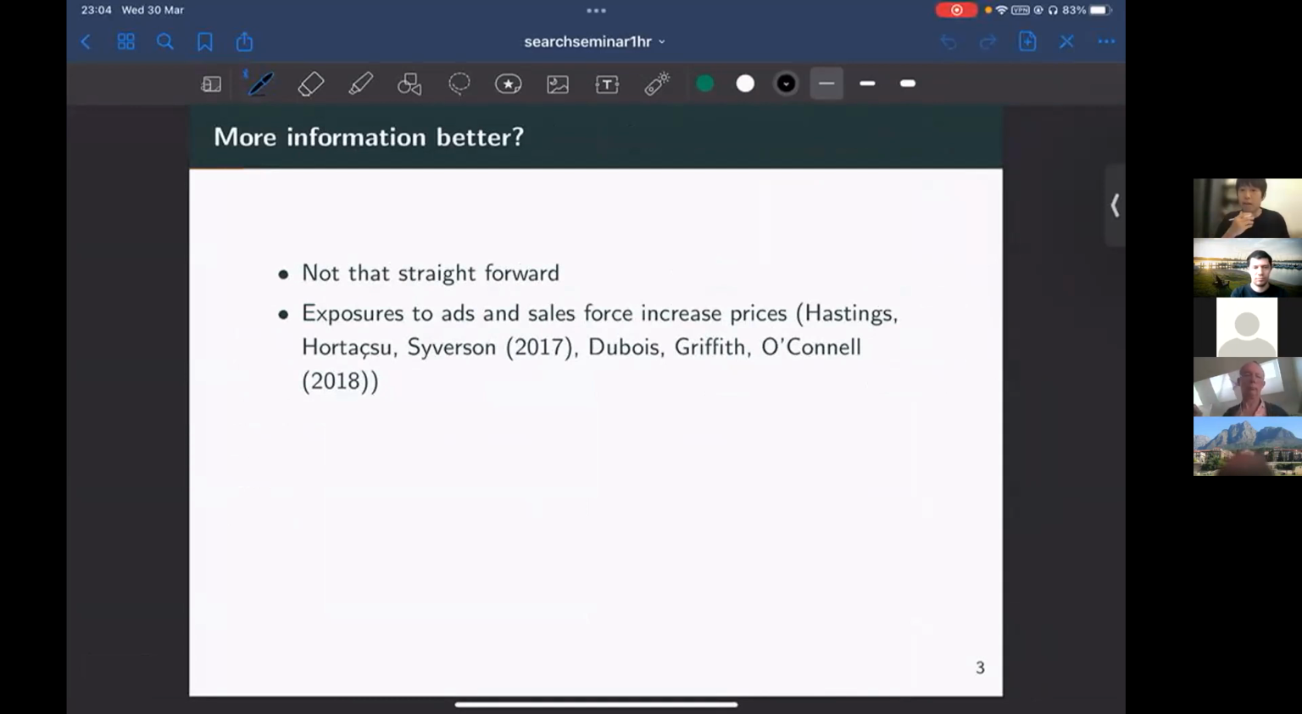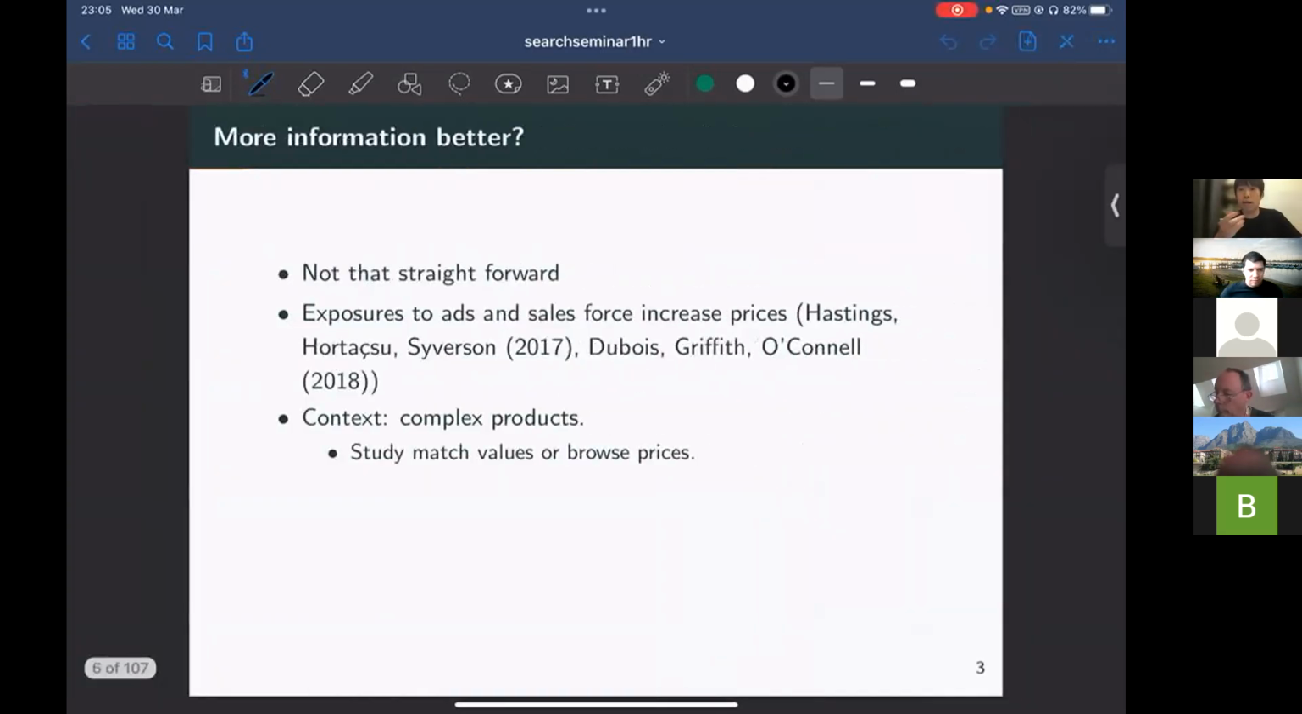A lot of naive thinking would be that we just give more information to consumers, because information is useful. But they're ignoring it, right? We give them enough such that they take notice, but then it's not that straightforward. There is evidence showing that exposure to advertisements, arguably giving information, and sales force increase the price. So that, in some sense, says that information could actually weaken competition. So in this paper, we're trying to look at whether giving more information in the setting of consumers with limited attention could actually strengthen or weaken competition.